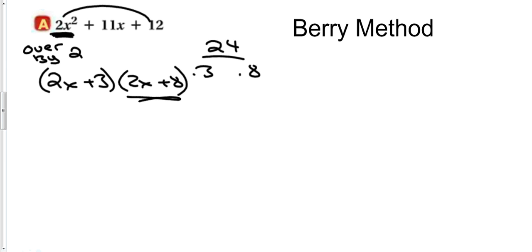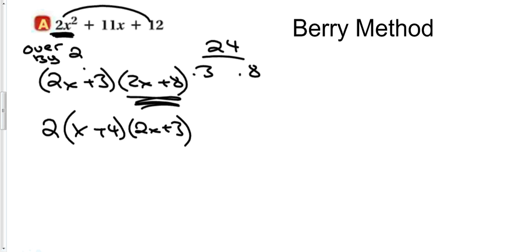I should see that that term has a common factor. In fact, it has a common factor of 2. So let's pull it out. And I'm left with x plus 4. And now rewrite this one, 2x plus 3. And my over factor of 2 and my extra factor of 2 cancel out. So I've placed an extra factor of 2 into this problem to write it down a little bit easier, and then I canceled it out at the end. That's the Berry method.